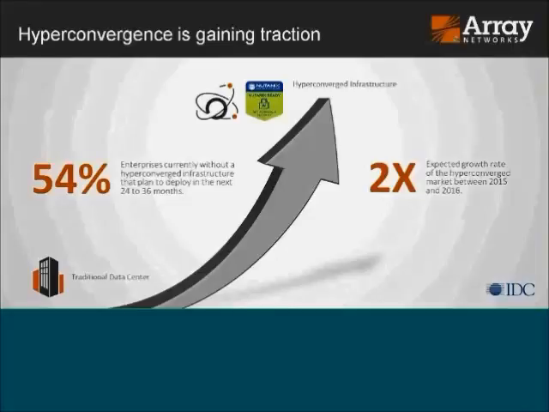Looking at some of what IDC is saying here, 54% of enterprises currently without a hyperconverged infrastructure plan to deploy in the next 24 to 36 months. So you've got over half of the people being surveyed saying they're looking at this technology over the next 2 to 3 years, which is pretty phenomenal. And as well, 2 times the expected growth rate of the hyperconverged market between 2015 and 2016. So it's already big, and it's going to get even bigger this year. It's going to get even bigger next year. This is something that people are interested in, and the reason why we really want to work with Nutanix and put together some solutions that I think will be very interesting for you guys.